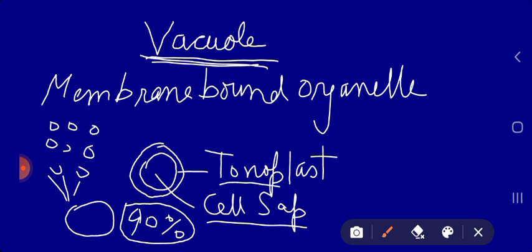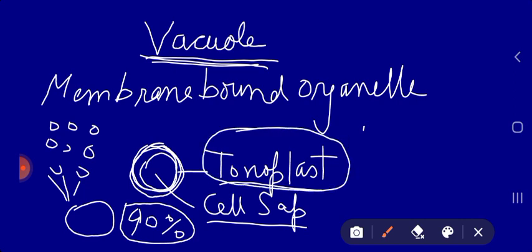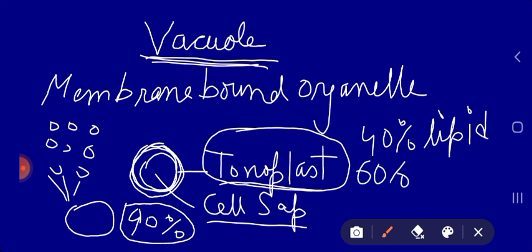And as I have said, the tonoplast is the membrane that surrounds the vacuole. The tonoplast is composed of 40% lipid and 60% protein. Okay, so this is the overview of the vacuole.